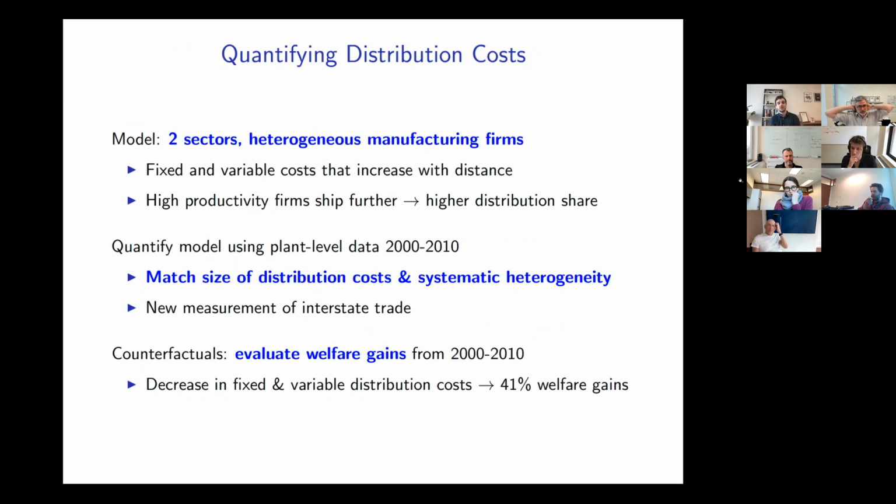So that's what we do. We're going to present a fairly simple model with 2 sectors, a distribution sector and a manufacturing sector, in which there's going to be heterogeneous manufacturing firms. And our story is going to be very familiar and simple.